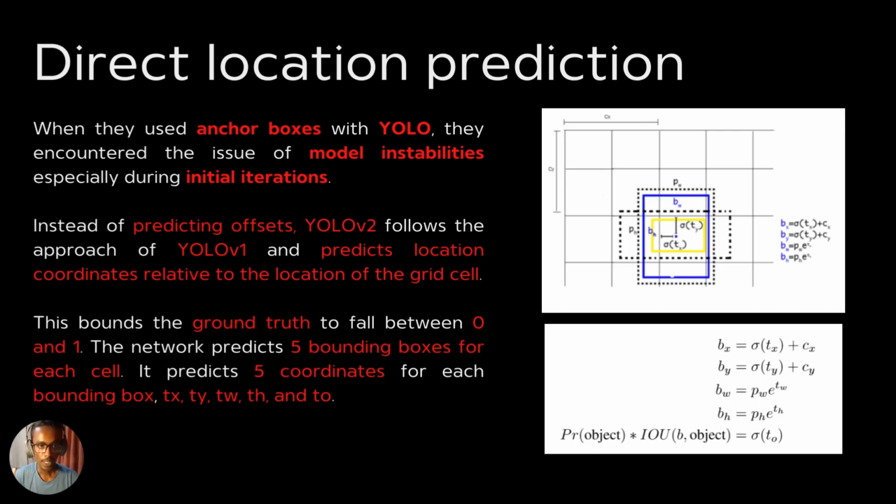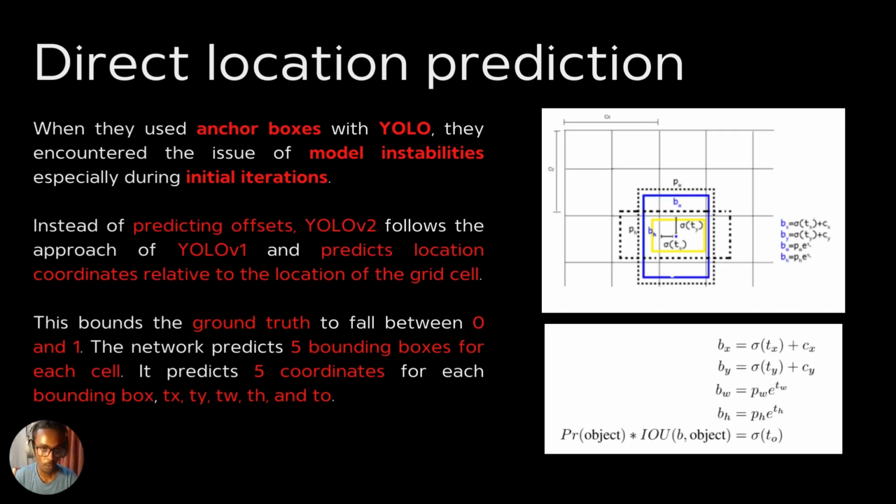So instead of predicting the offsets, YOLO v2 just uses the approach from YOLO v1, in which it predicts the location of the coordinates with respect to the location of the grid cell. Last time we talked about how the x and y coordinates of the center point of the object are computed with respect to the grid cell that contains that center, not the entire image.